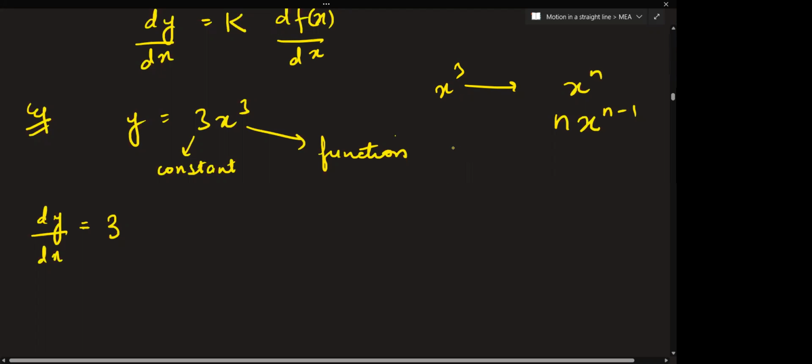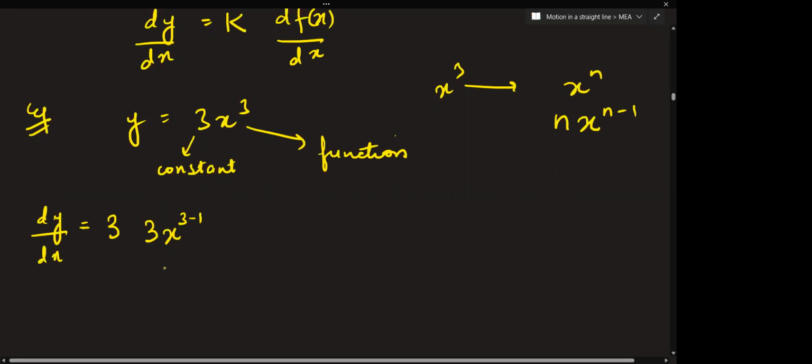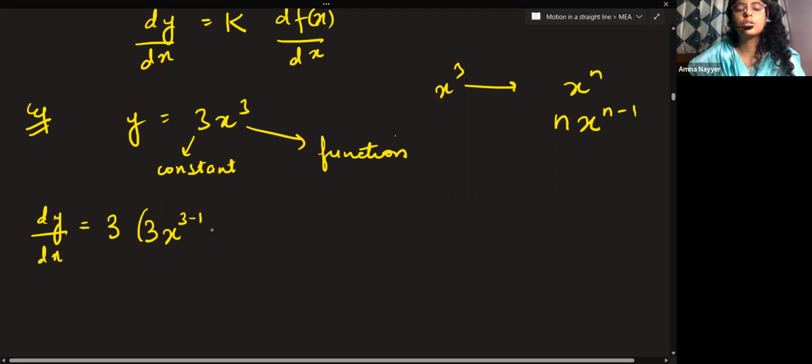X raised to 3 minus 1. Before that, n is also there in multiplication. So 3 gets multiplied with x to the power 3 minus 1. Now is it clear, Aisha? Yes. All right, good. So this is your answer. See, 3 multiplied by 3 is 9. X to the power 3 minus 1 is 2. Your answer is 9x square.